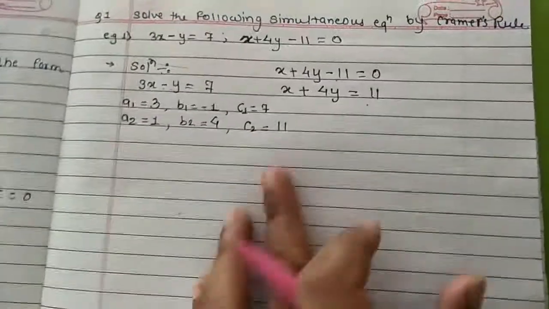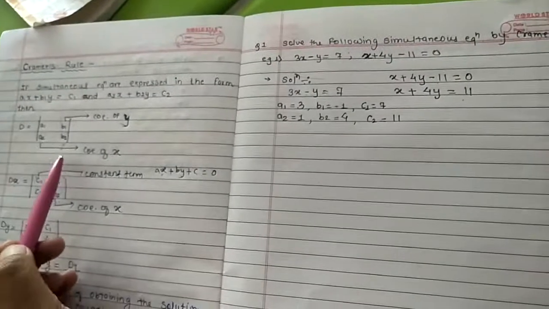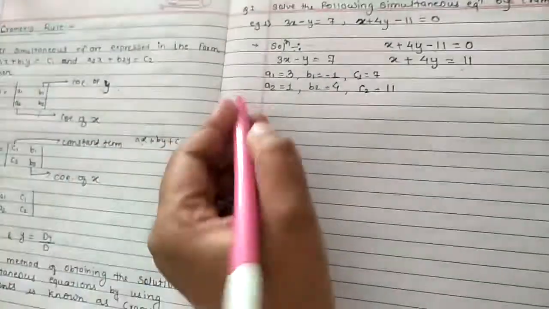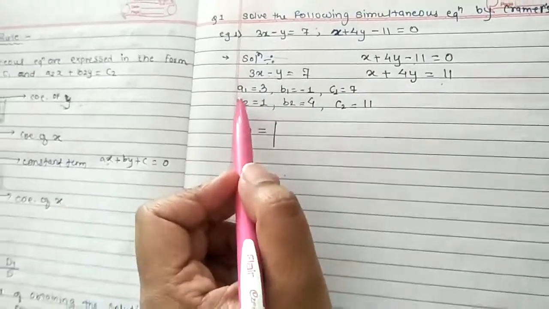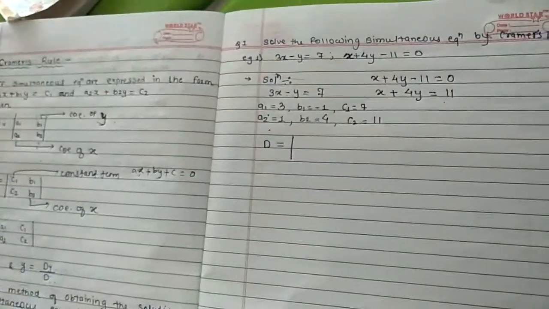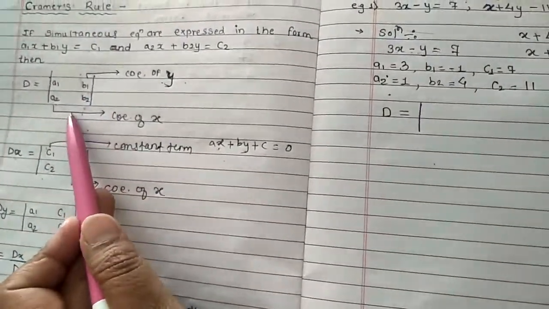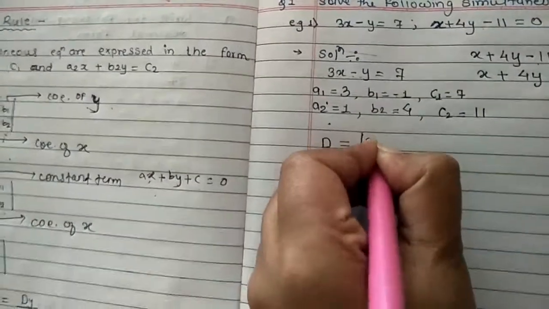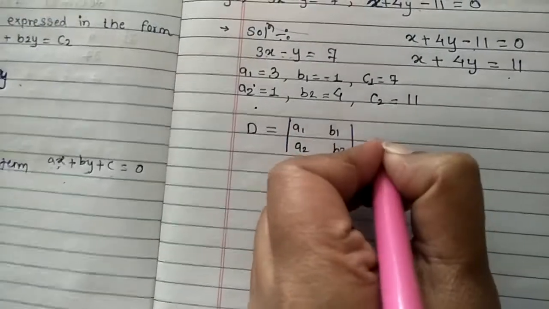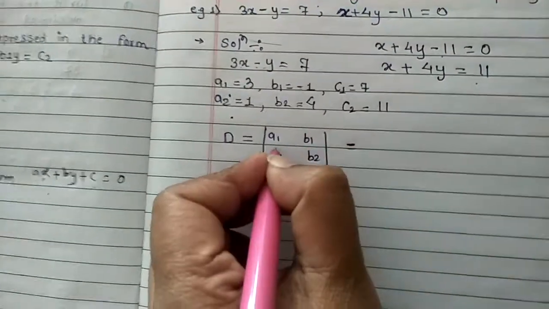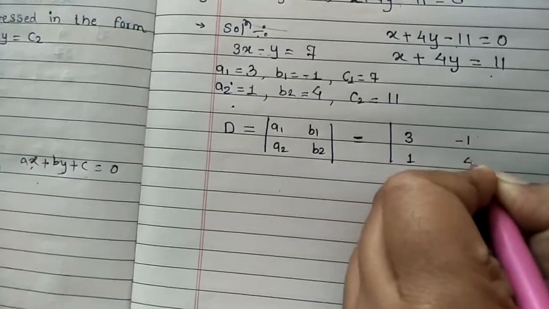Now once you decide a1, a2, b1, b2, c1, c2, then we have to find the determinants. So here D, you always have to write D. The D value is a1 upon a2, b1 upon b2. So here a1 upon a2, b1 upon b2. It equals: a1 is 3, a2 is 1, b1 is minus 1 and b2 is 4.